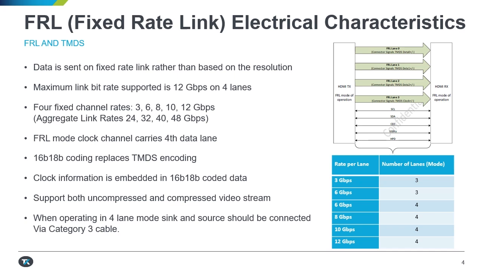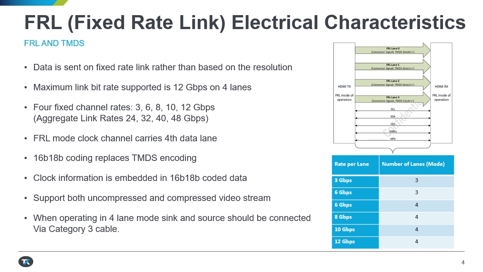FRL can support only predefined discrete data rates such as 3 Gbps, 6 Gbps, 8 Gbps, 10 Gbps, and 12 Gbps on each of its 4 lanes. That means if the data rate is 12 Gbps per lane, FRL can support a maximum bandwidth of 48 Gbps, which is about 2.6 times faster than HDMI 2.0.